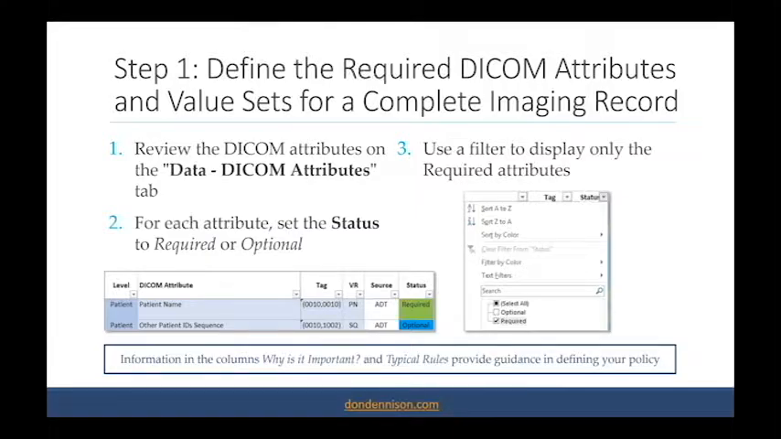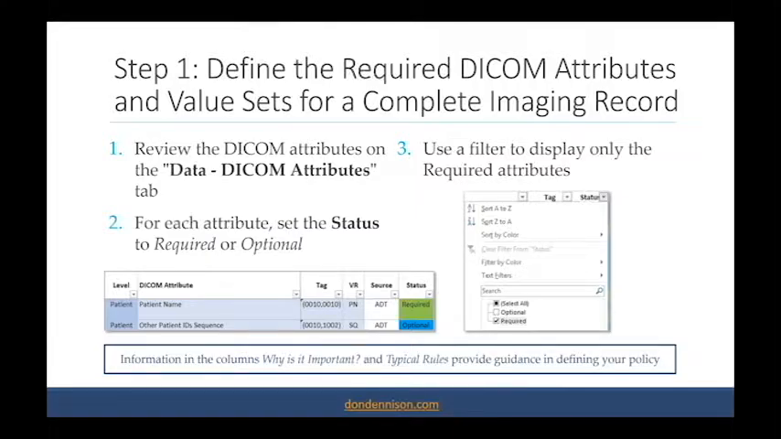One is it says, why is it important? And this is just some guidance to help you understand what that value is used for, and why you should consider it as potentially required or not, or optional or conditional within your policy. And then some typical rules. What are the types of values beyond just complying with the DICOM value representation for length or types of characters? What are some of the rules that organizations will often apply to that?